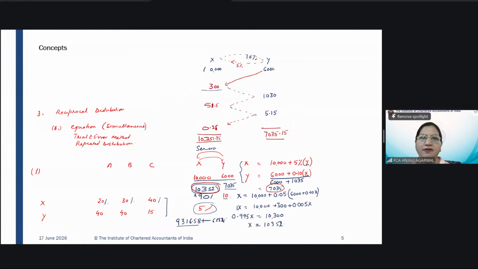So this is also another way in which you can do the distribution. This is called trial and error, but in exam, how did you get the 10% and 5%? This will be given in the question, Amal. That will be given. That's what I said. The question will tell you how much of X goes to A, B, C, and Y, and how much of Y goes to A, B, C, and X. These percentages would be given, and the total expenditure of the service department X and Y would be mentioned.